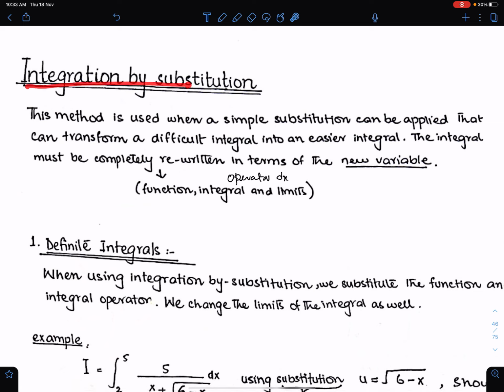Integration by substitution. This method is used when a simple substitution can be applied that can transform a difficult integral into an easier integral. So this is the purpose of using integration by substitution. Through this method, we transform a difficult integral into an easier integral. The integral must be completely rewritten in terms of the new variable.